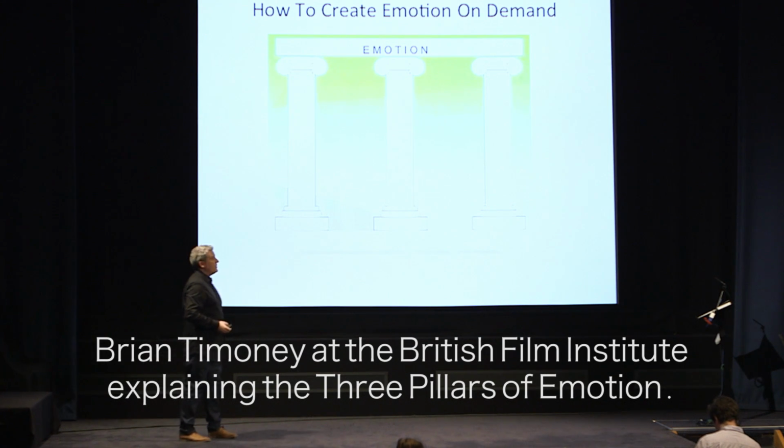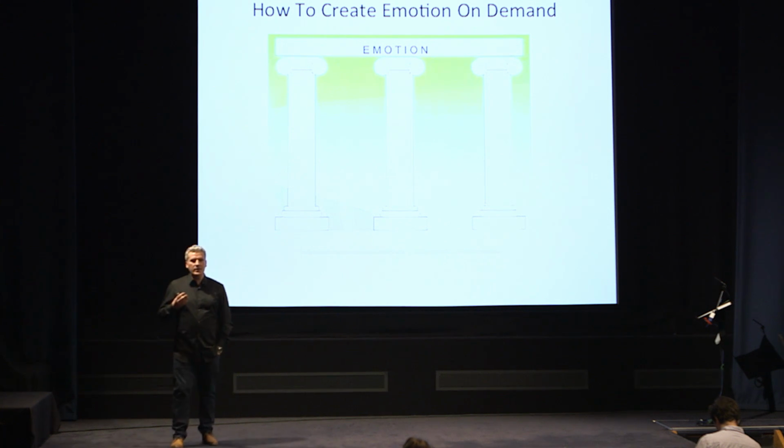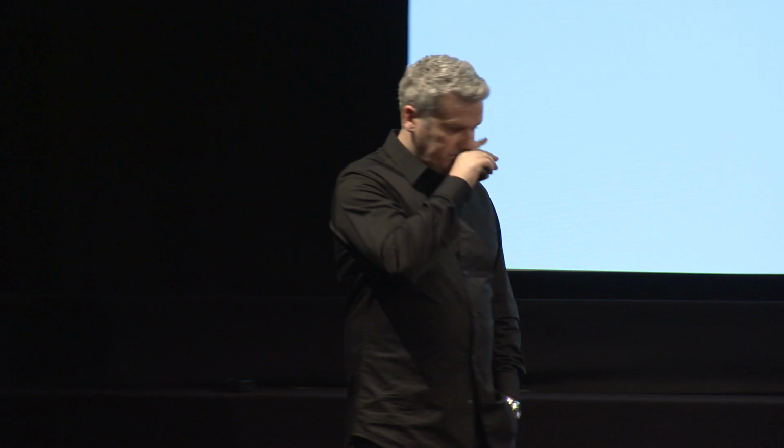So, how to create emotion on demand. Very, very important to be able to do this. So this is how, in conjunction with the method that we do it. There are 3 elements to this. Basically, the first element is a mental process because it depends on what you're thinking about.